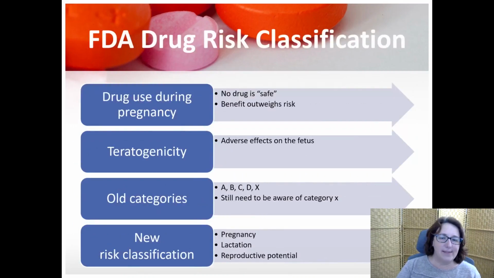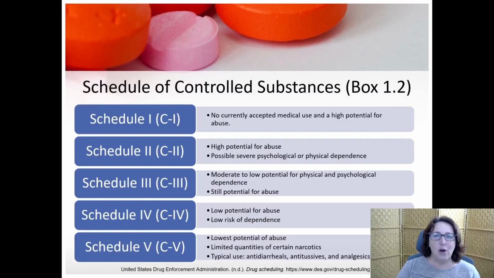Oh, one thing on this last slide. You do not need to know examples of drugs for each of these categories because we can always look that up if we need it. So you will not be tested on what drugs. The box 1.2 kind of goes in depth into that. You don't need to know that.